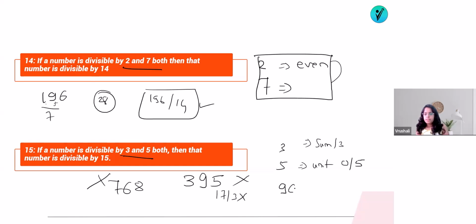Suppose I took the example 960. Now you can see for 3, the sum will be 9 plus 6, which is 15, which is divisible by 3. And the unit digit is 0. So this whole number will be divisible by 15. That's it. So this is as easy as that.